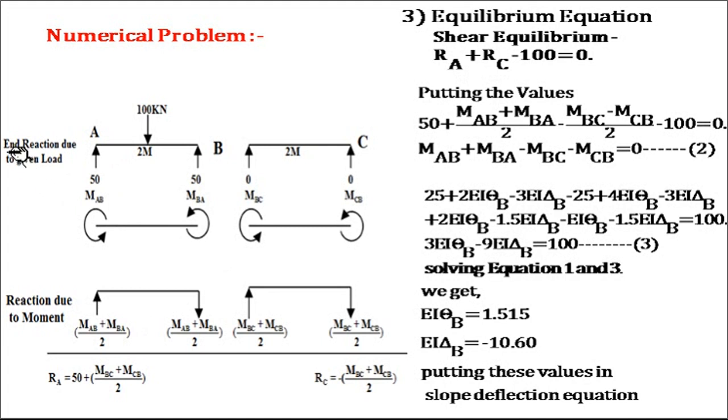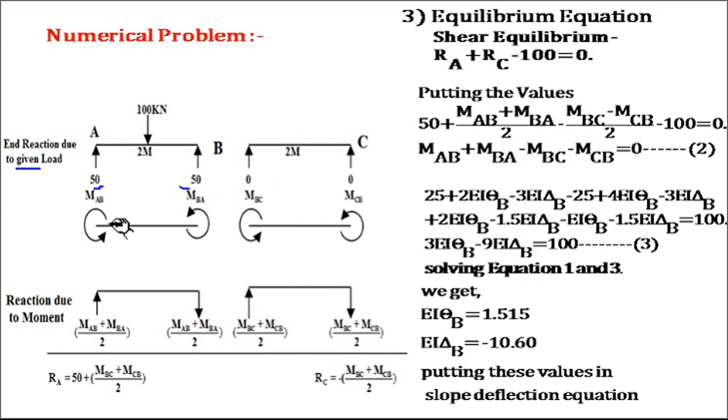First we have to find out the reaction due to the given load. As the load of 100 kilonewton is acting at the center, the reaction will be W by 2, so here it will be 50, at A as well as B. On member BC there is no load acting, so the reaction will be 0.